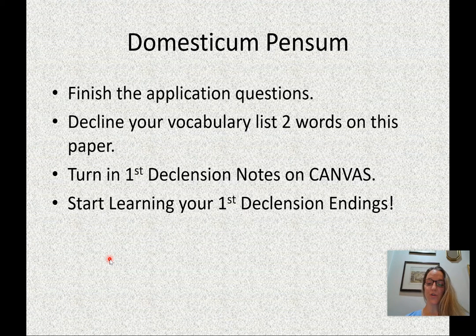All right. Your job is to finish your application questions. Try out those last couple questions at the bottom of the paper where you identified the case and the number. Then decline your vocabulary list 2 words on the paper. One of them was started for you, provincia, provinciae, so you can see what it's going to look like. Then you're going to turn in these first declension notes on Canvas and start memorizing your first declension endings.